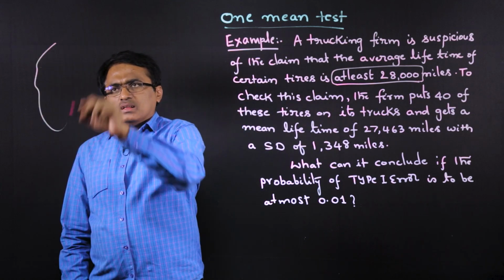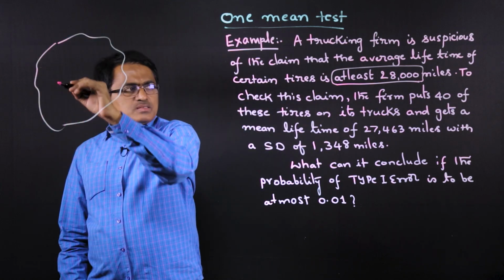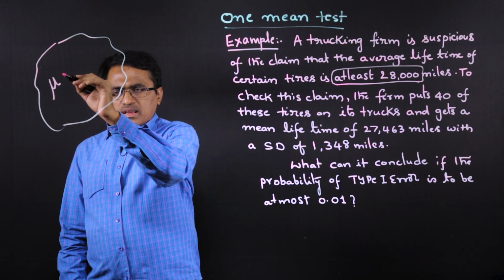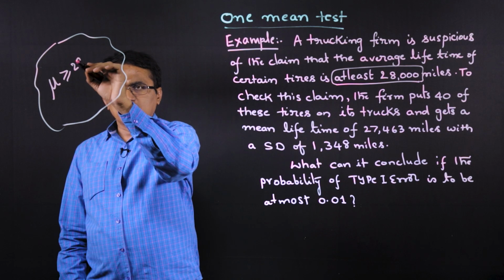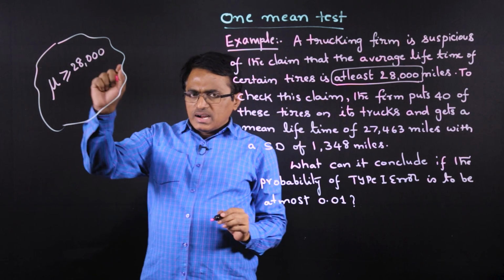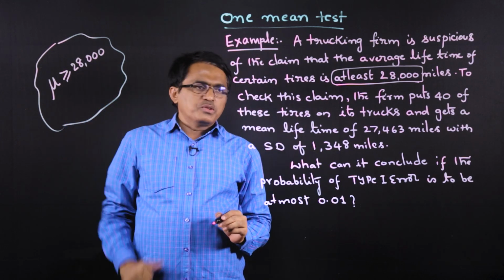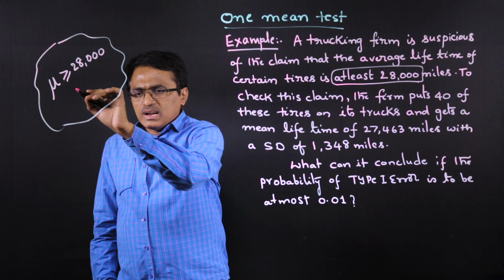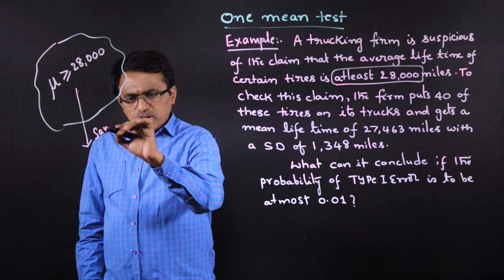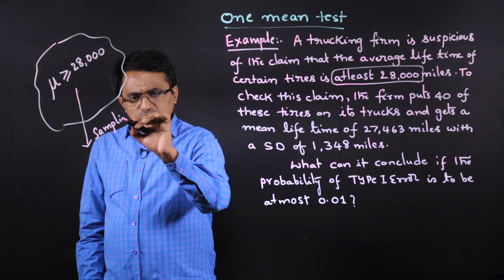That means here what the company claims is the average life of the product is at least 28,000 miles. Right? So this is the claim. We identified that this is the claim which we are going to validate. So to validate this, what is done here? We took a sample. That is, we went for sampling.